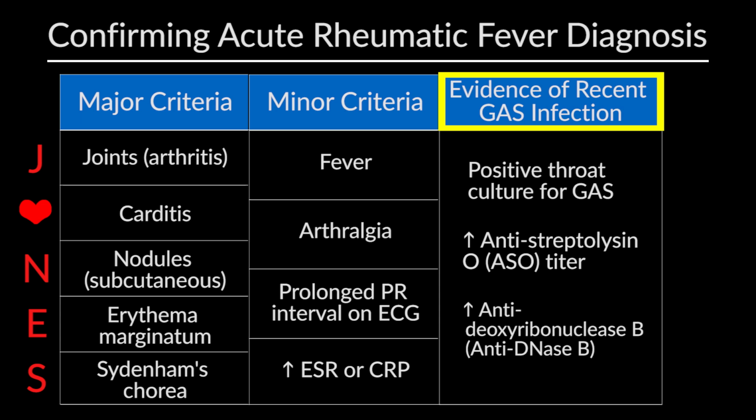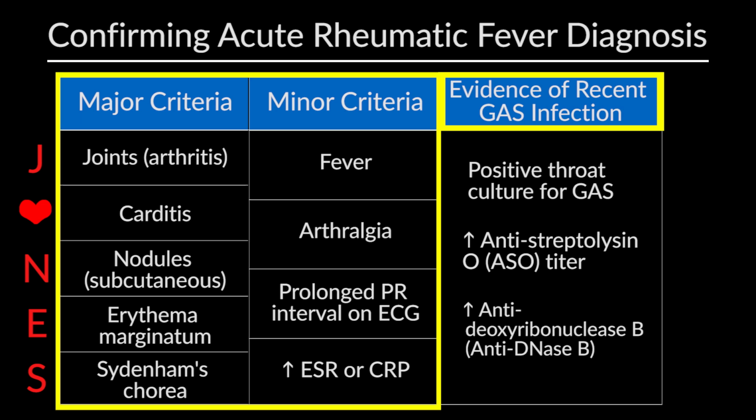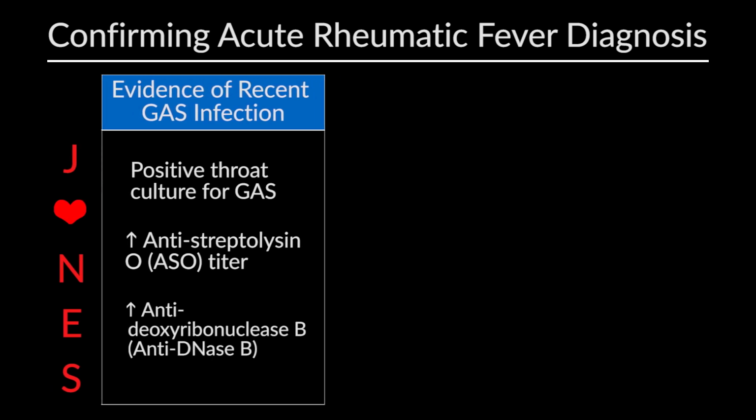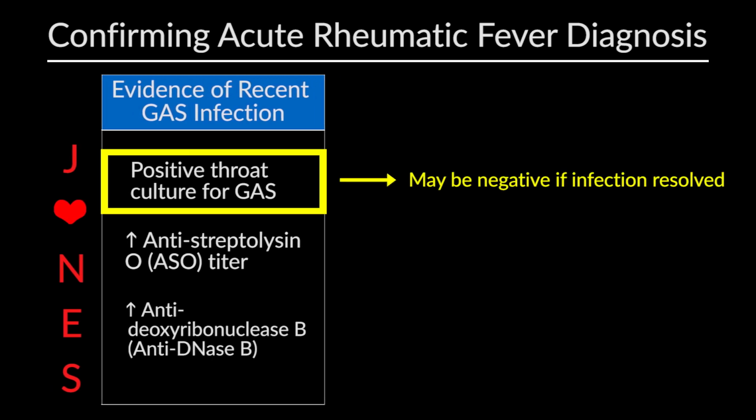The evidence of group A streptococcus infection is required to confirm a case of acute rheumatic fever with the above signs and symptoms. Group A streptococcus may not be found on a throat swab since the infection may be resolved at the time of onset of acute rheumatic fever symptoms.